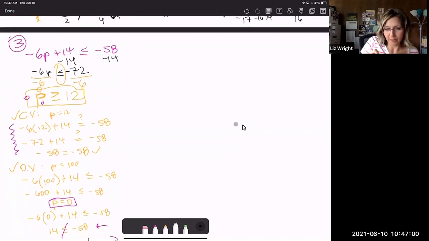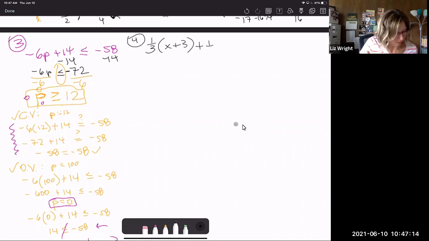All right, I'm going to do example number 4. Example number 4, we've got 1/3 times our x plus 3 plus 1/2, and that is greater than -9/2.